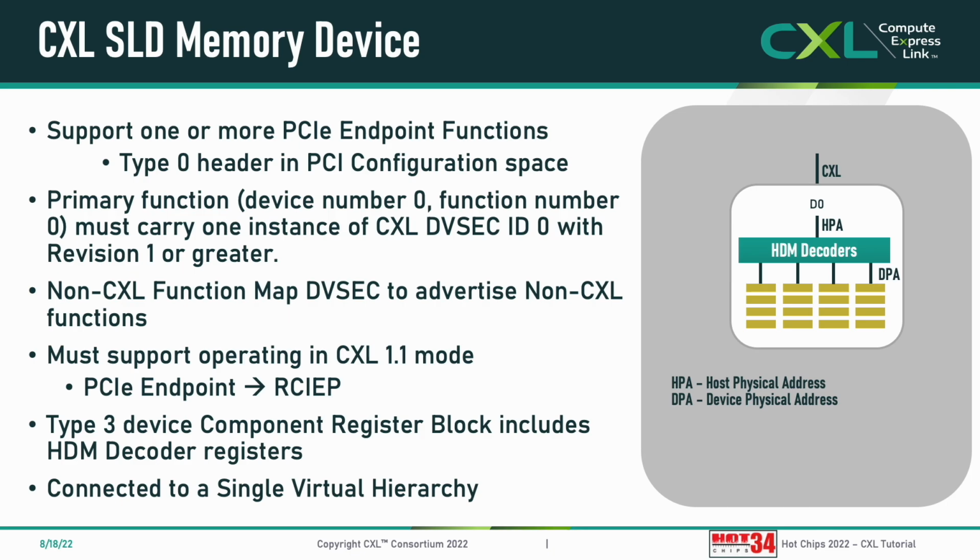There is a function map DVSEC that is used to advertise non-CXL functions, and that is used to identify which of the functions are CXL functions and which of these functions are non-CXL. The type 3 device component register defines the HDM decoders, and these decoders are used to map the host physical address. So this is the address that the CPU or the host will send down to this device. The HDM decoders also support the capability for interleaving, understanding which interleave offset the device belongs to, and that way it can do an effective mapping from host physical address to the device physical address.